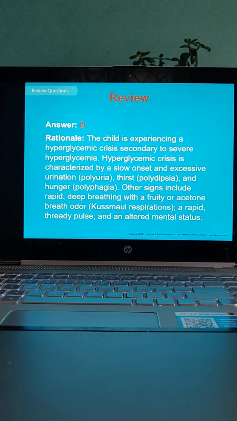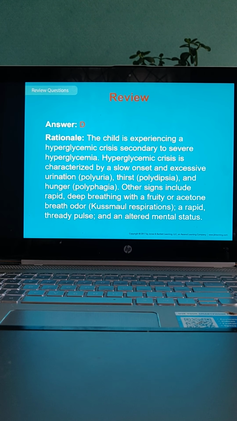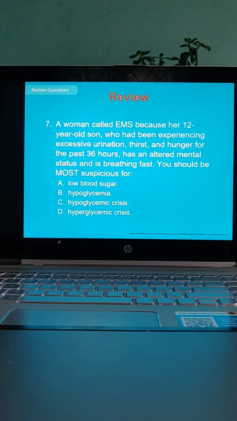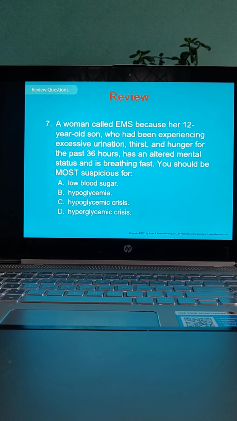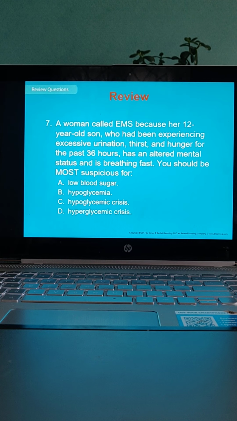D. Hyperglycemic crisis. The child is experiencing a hyperglycemic crisis secondary to severe hyperglycemia. Okay, hyperglycemic crisis is characterized by a slow onset and excessive urination. If you go back, she said for the past 36 hours, that's a day and a half. Okay, that was the key right there. It took a long time.